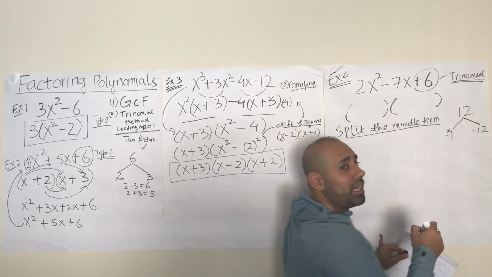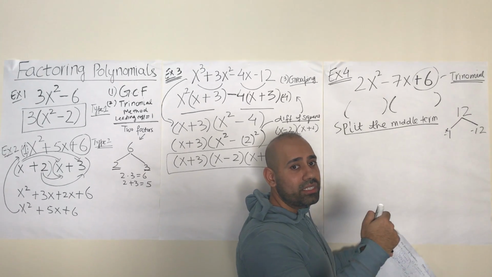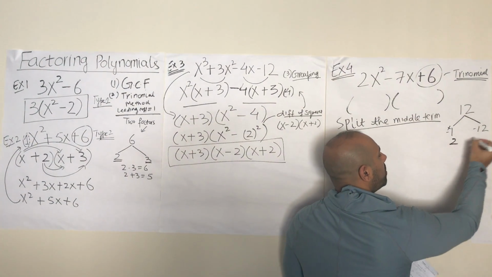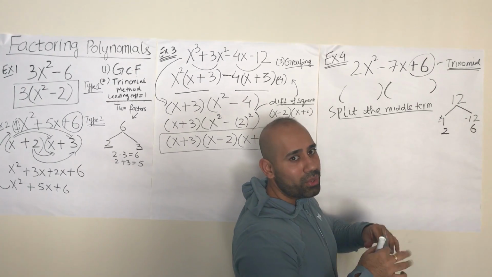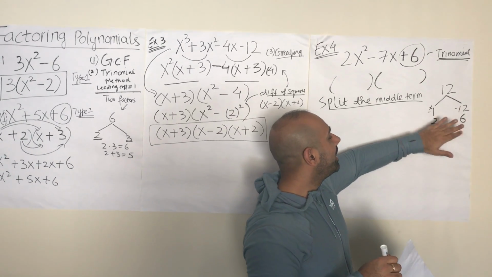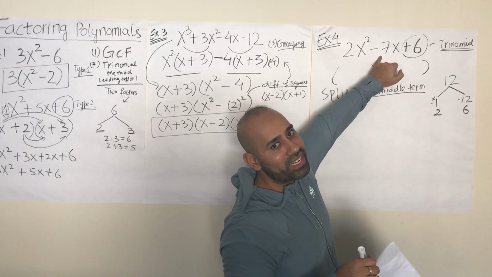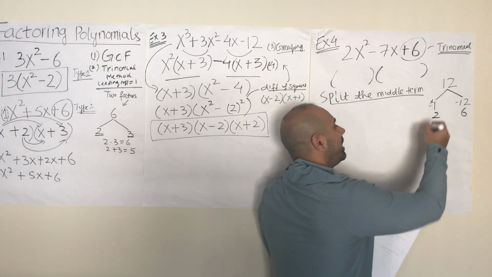I'm going to cross that out. Moving on to this next factor of 12, which is 2 and 6. Well, 2 times 6 is 12, but 2 and 6, no way, whether I change the signs, if we add them, it's not going to give me a negative 7. It does not work either.